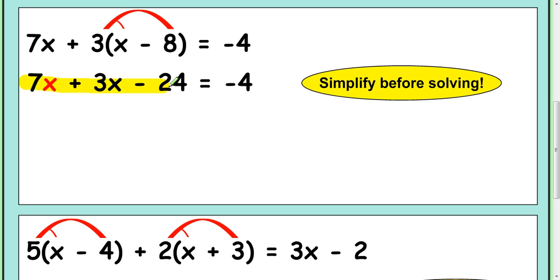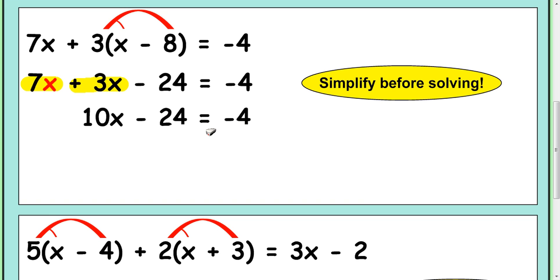I now need to simplify this side. So collect up terms that are the same. I've got a 7x and a plus 3x, so that comes to 10x. I've got no other numbers to add or subtract from this, so that just stays as negative 24.